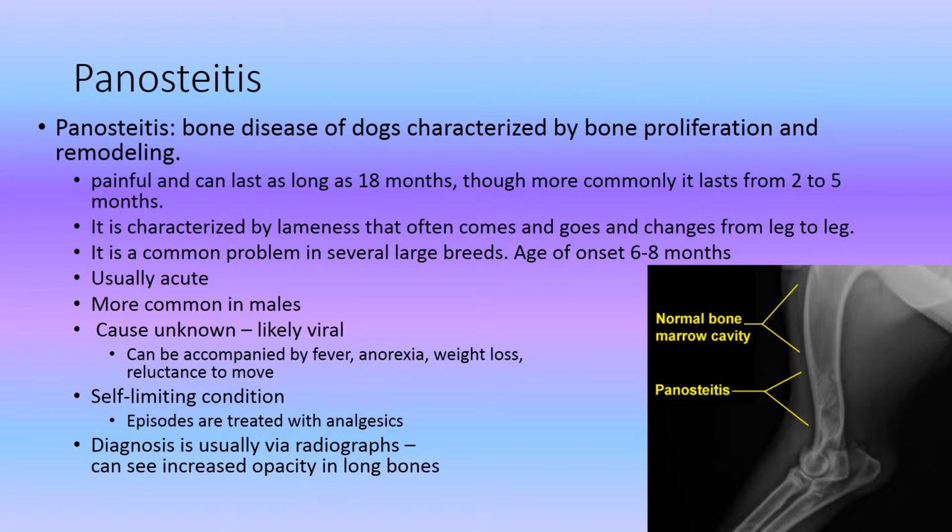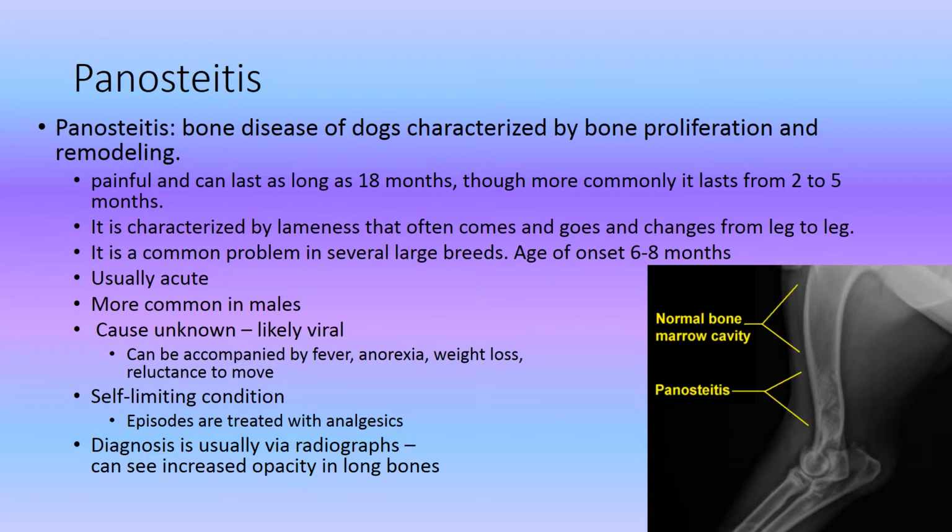Panosteitis. So Panosteitis is a bone disease in dogs characterized by bone proliferation and remodeling. So something is happening with the bone. It's very painful, and it can last as long as 18 months, though more commonly it lasts probably about 2 to 5 months. Basically they're going to be lame, and it's going to come and go and change from leg to leg.